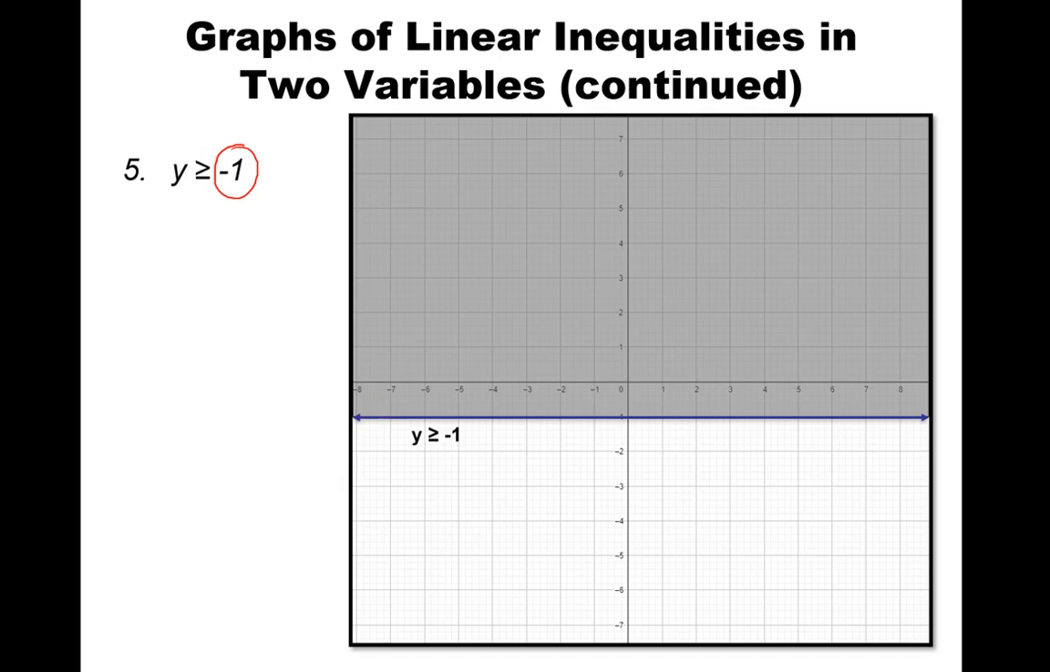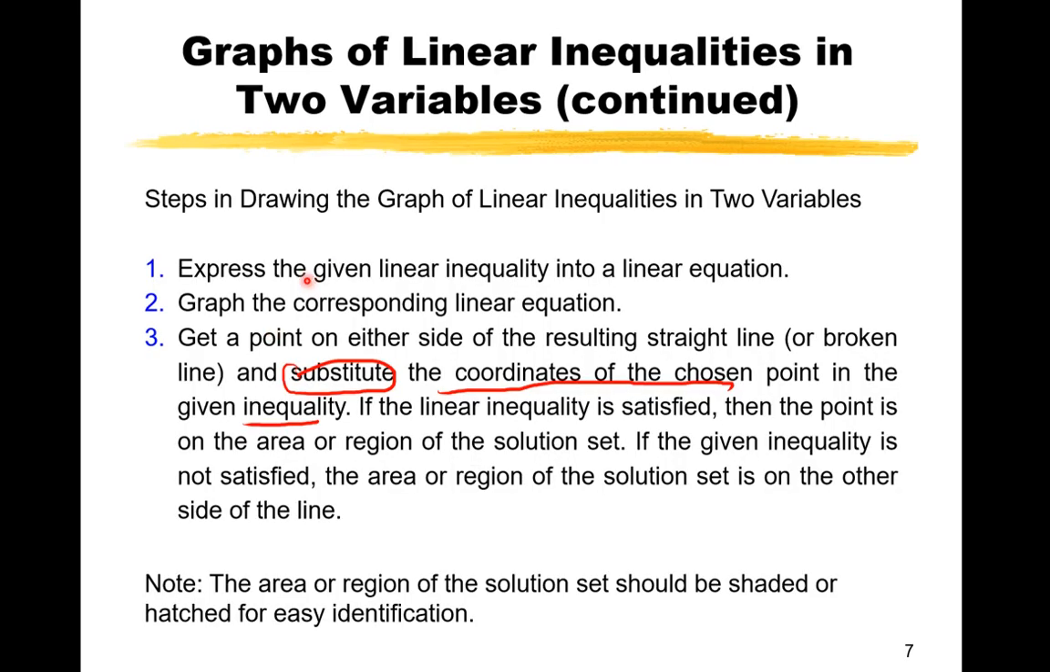Yung pag-graph natin ng linear inequality ay ganito lang. Simple lang. So, ano yung 3 steps natin? You have to express the given linear inequality into linear equation, then i-graph nyo yung generated na linear equation. Then, mamimili lang kayo ng point sa aling side ng ating resulting na line. Then, you have to substitute those values of x and y dun sa ating inequality na given. Then, if nag-satisfy, ibig sabihin dun sa area na yun or sa region na yun located yung ating solution set. If hindi, nasa kabilang side. Ganun lang naman siya. And take note na lagi nyong i-shade, lagi nyong i-darken yung area or region kung saan located yung ating solution set.